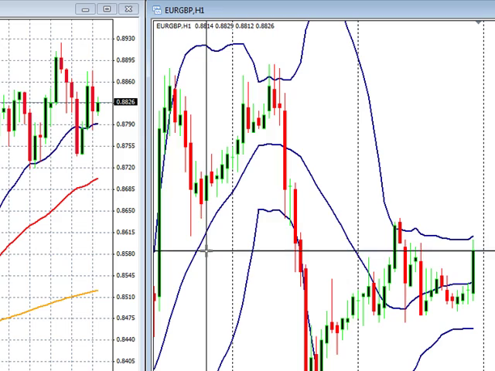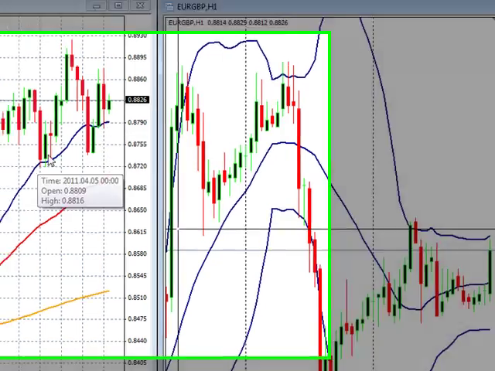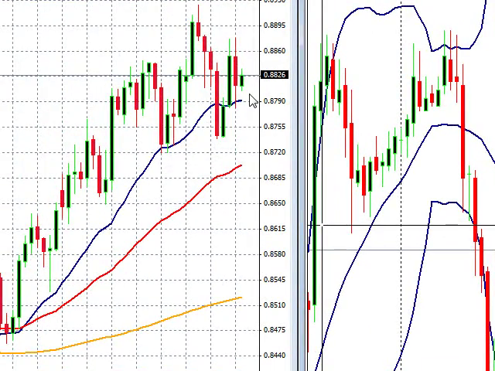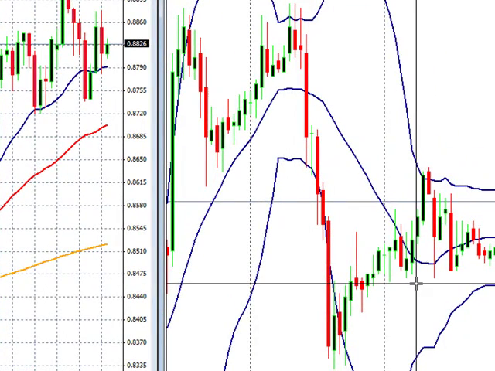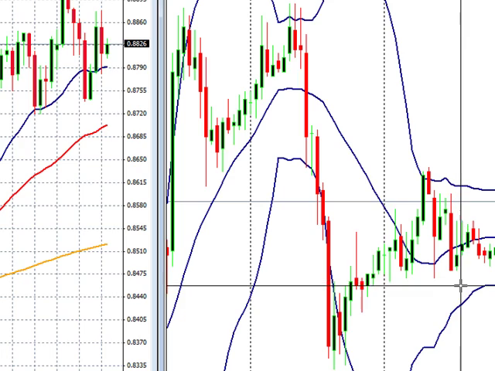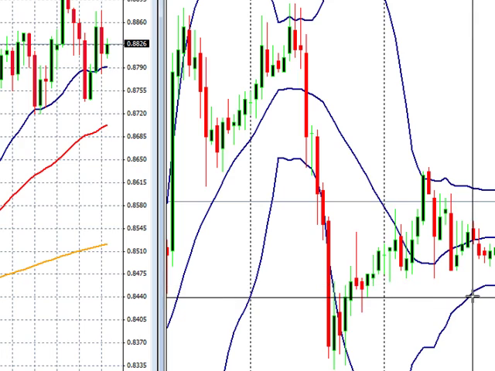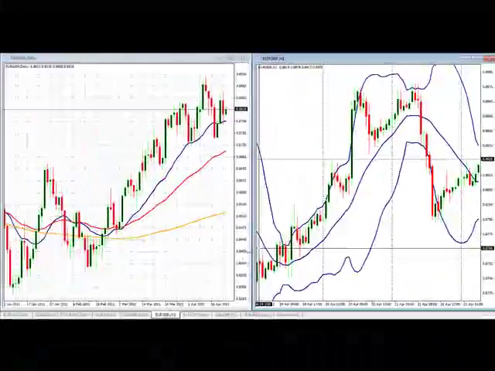As far as short, since we do have the 20 moving average that was somewhat respected, I'm going to hold off on my shorts, but you certainly want to make note of the Bollinger Band spread at 8805 to the downside.